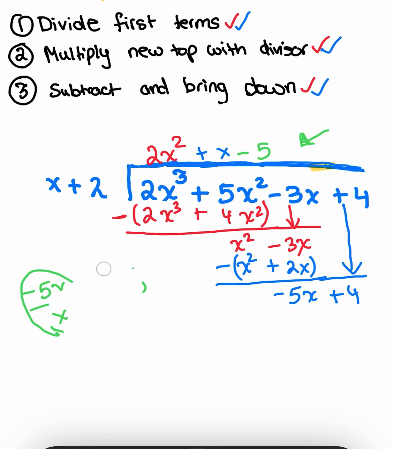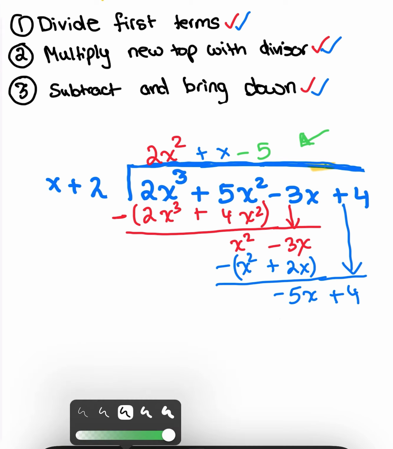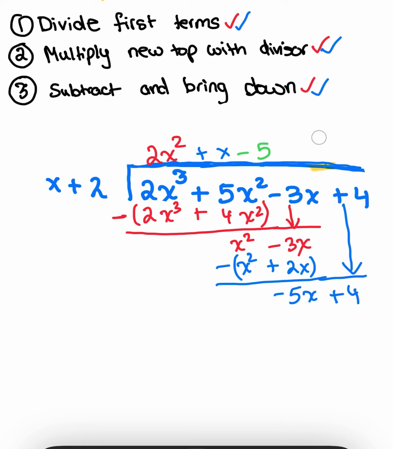So now I've done my first step. I have divided the first terms. My second step is to multiply the new top with the divisor. So new top is negative 5, and my divisor is x plus 2. That's this outside part here, and we have to multiply it. That gives me negative 5x minus 10. Now, because I'm multiplying, it goes inside my box.